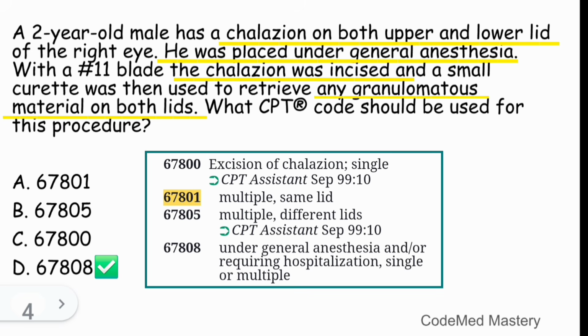We'll eliminate option A because it is for excision of chalazion multiple same lid and also the code does not mention general anesthesia. We have to code for excision of chalazion general anesthesia for both lids. Therefore, option A is wrong and option B is also wrong because it is for excision of chalazion multiple different lids. But we have to code for excision of chalazion under general anesthesia. Option C, 67800 is wrong because it is for excision of chalazion single. So that is also not matching with the question.